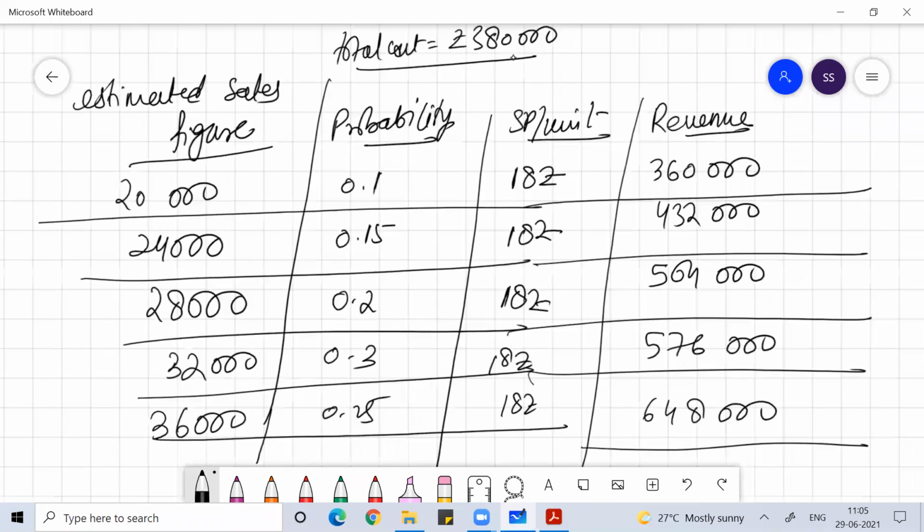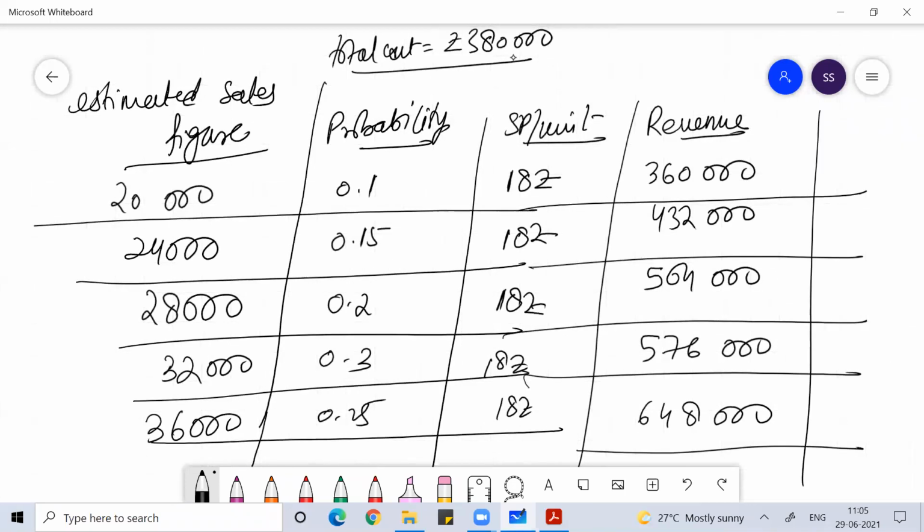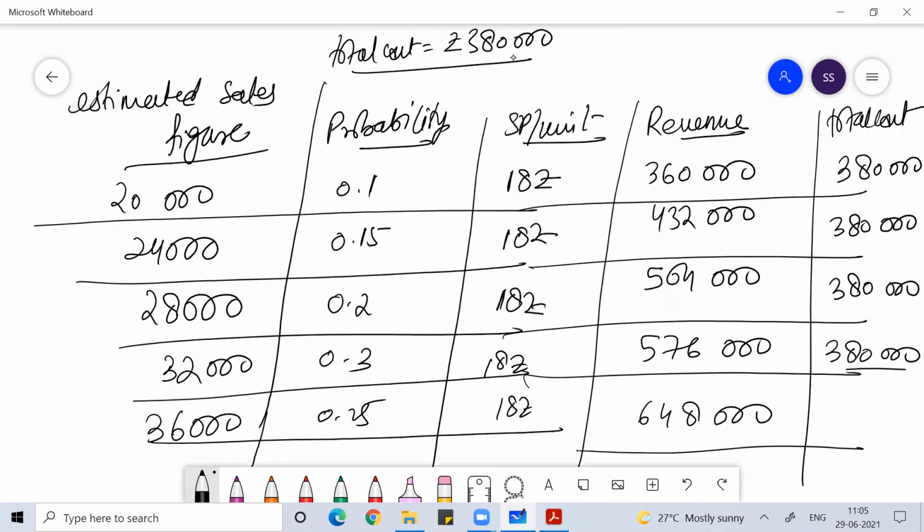You know that the total cost of the company is not changing. The total cost of the company is 3,80,000.